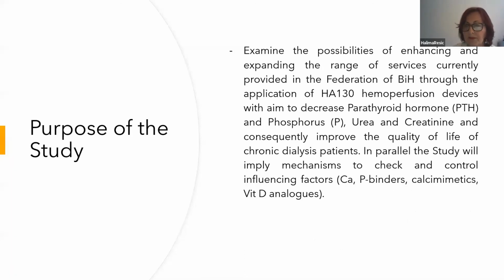We want to examine the possibilities of enhancing and expanding the range of services currently provided in the Federation of Bosnia and Herzegovina through the application of HA130 hemoperfusion devices, with the aim to decrease parathyroid hormone, phosphorus, urea, creatinine, and consequently improve the quality of life of the chronic dialysis patient. Also, in parallel, the study will imply mechanisms to check and control influencing factors.